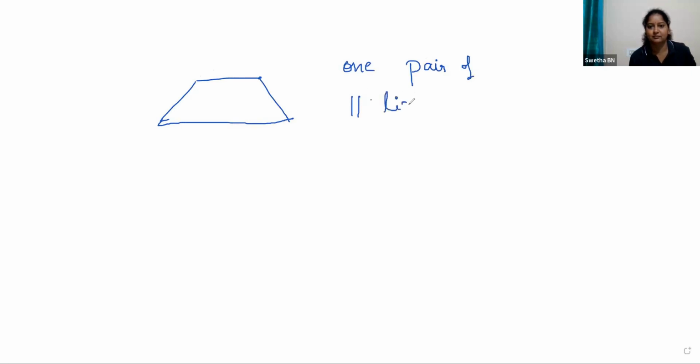Then trapezium. So what are the properties of trapezium? So it has one pair of parallel lines. Okay, see these two are parallel, but these two are not parallel. So it has only one pair of parallel lines. And what is the area of trapezium?